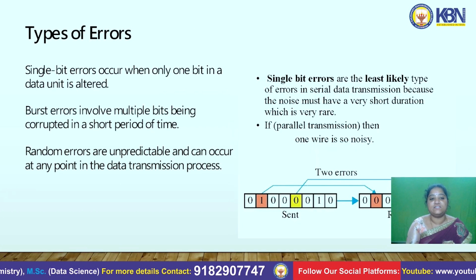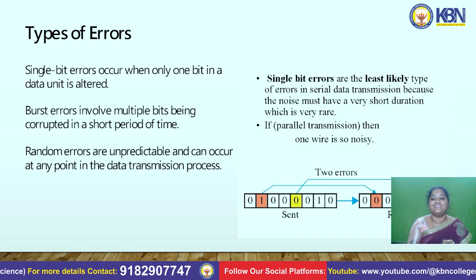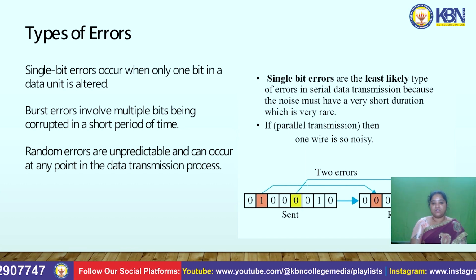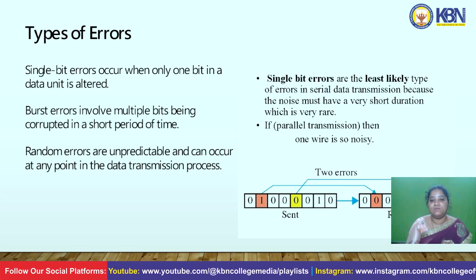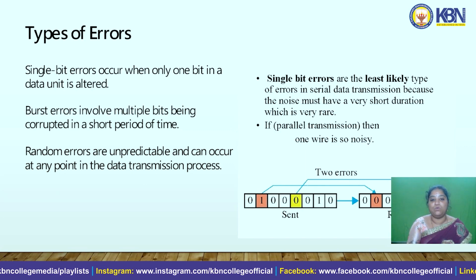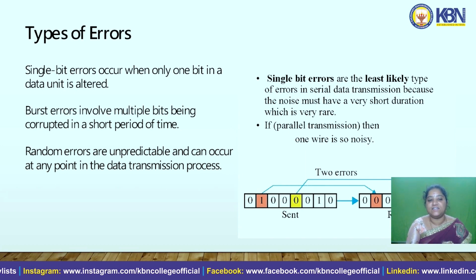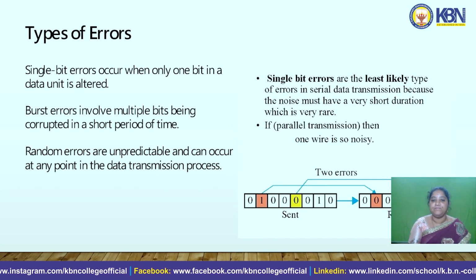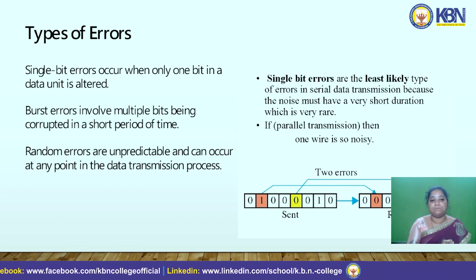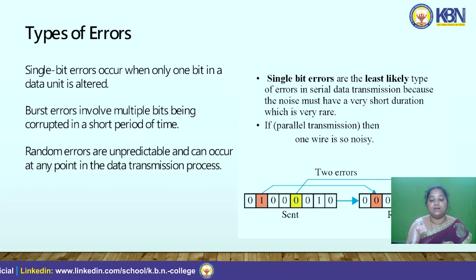And now we will discuss the types of errors. See in this diagram, there are two types of errors. First we will discuss the single bit error. It occurs when only one bit in a data unit is altered. Single bit errors involve multiple bits being corrupted in a short period of time, and it is unpredictable and can occur at any point while transmitting the data.